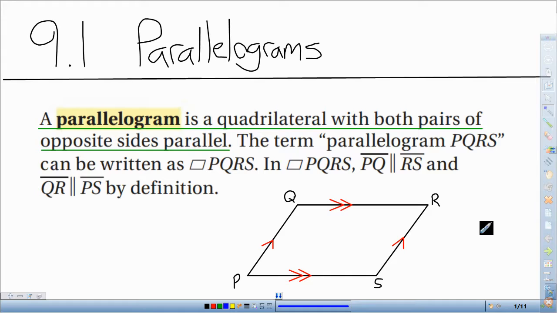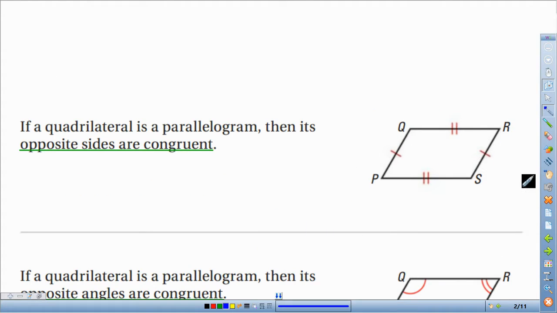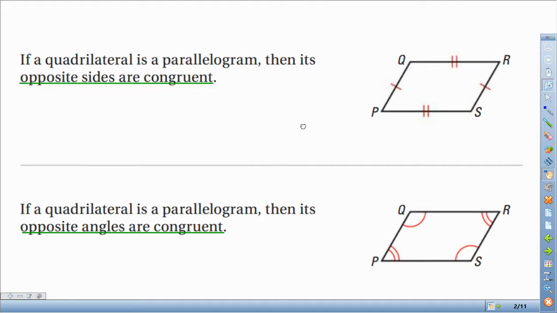But we have a lot of rules that we get when we're dealing with parallelograms, and that's really the focus of this lesson. So let's take a look at the first one. Here are really the first two rules we get when we have parallelograms. Go ahead and copy both of these, get the shapes and everything, and then we'll go over it.